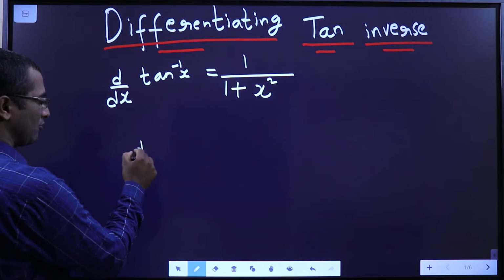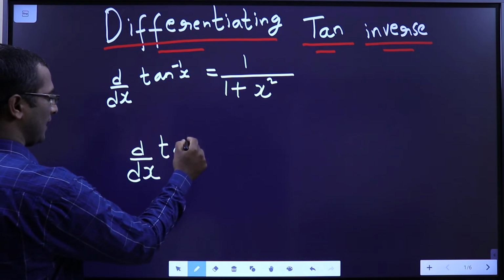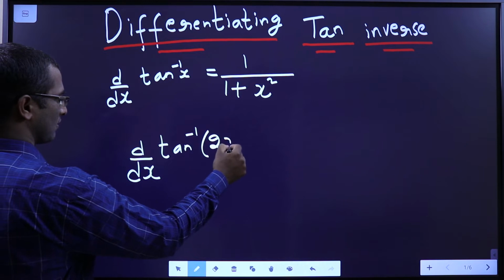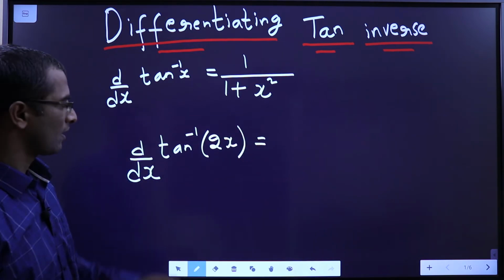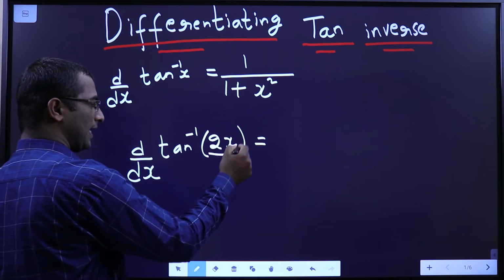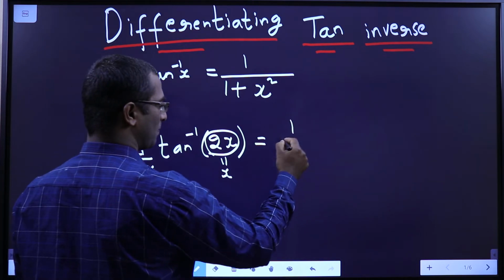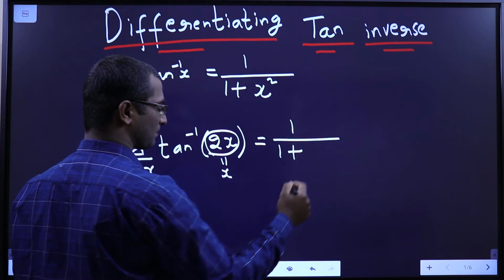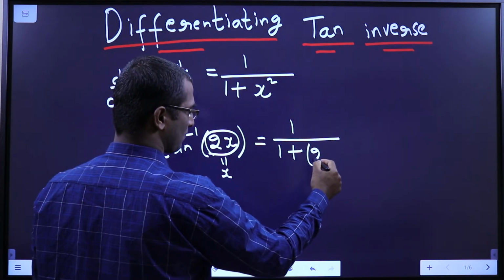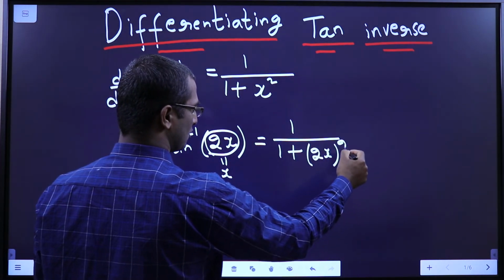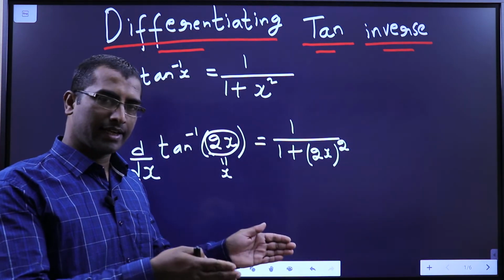Okay, try to apply this formula on this one. If I want to differentiate tan inverse 2x, what will my answer be? To apply this formula, I need to assume it to be x. And the formula is 1 by 1 plus x square. In place of x, I have 2x. So here I need to put 2x whole square.